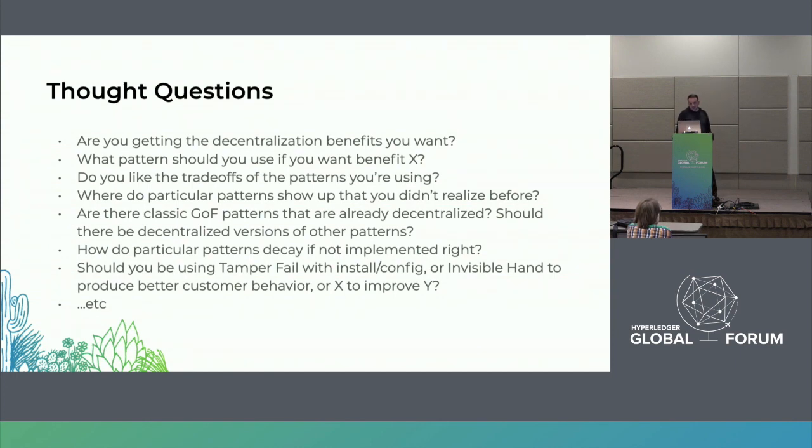How do particular patterns decay if they're not implemented right? Should you be using, I just threw out some examples, tamper fail with your install and configuration? How many of us have blockchains where we're touting all of these wonderful properties, but the installation of the blockchain software itself doesn't require us to check signatures? Stop and think about that for a minute. If somebody has a malicious version of the blockchain software, what can they subvert? Maybe nothing. Maybe you don't care. But it's an interesting question that I'm not sure we're thinking about very well.